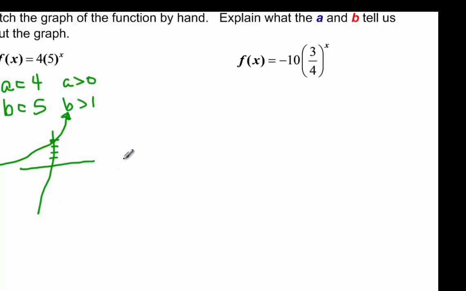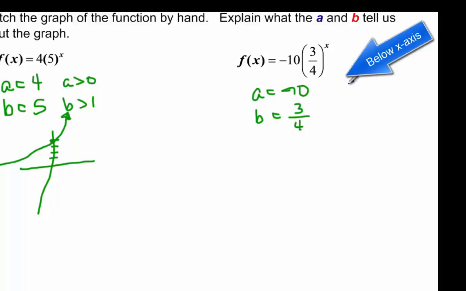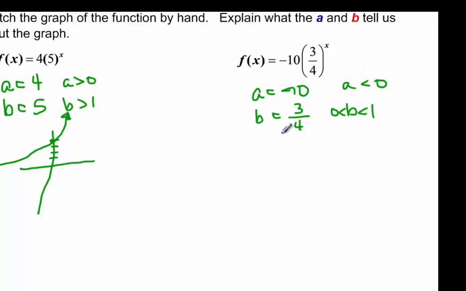Okay, in our second example then, over here, we have A is negative 10 and B is 3/4. So A this time is less than 0. So that tells us it's going to be below the x-axis. And B is between 0 and 1. So that tells us that it's going to do the opposite of what we think.